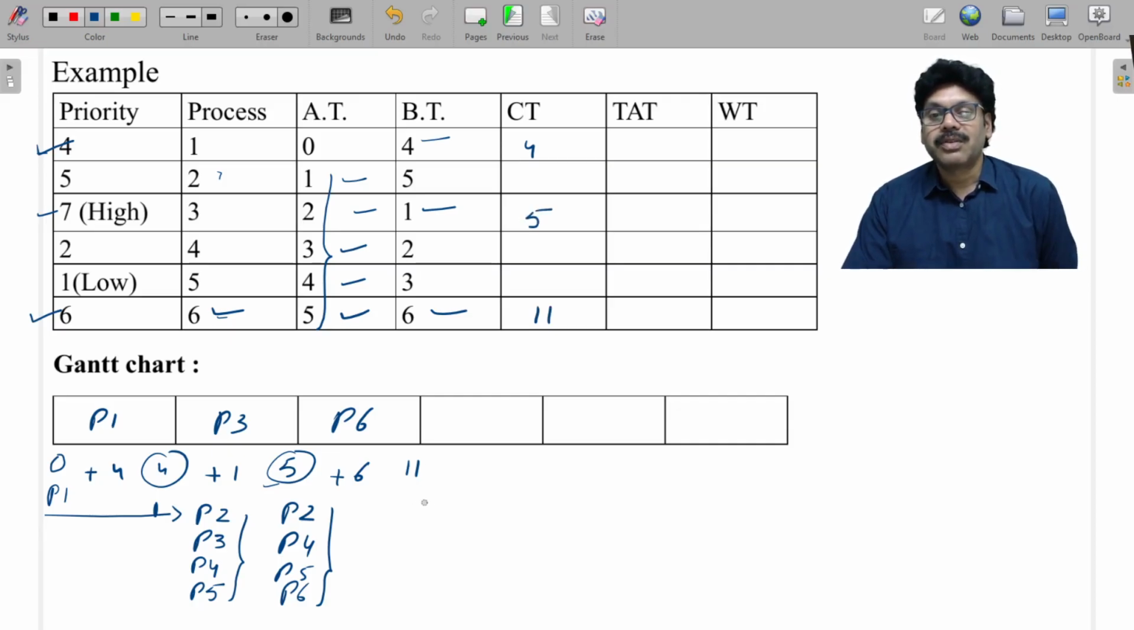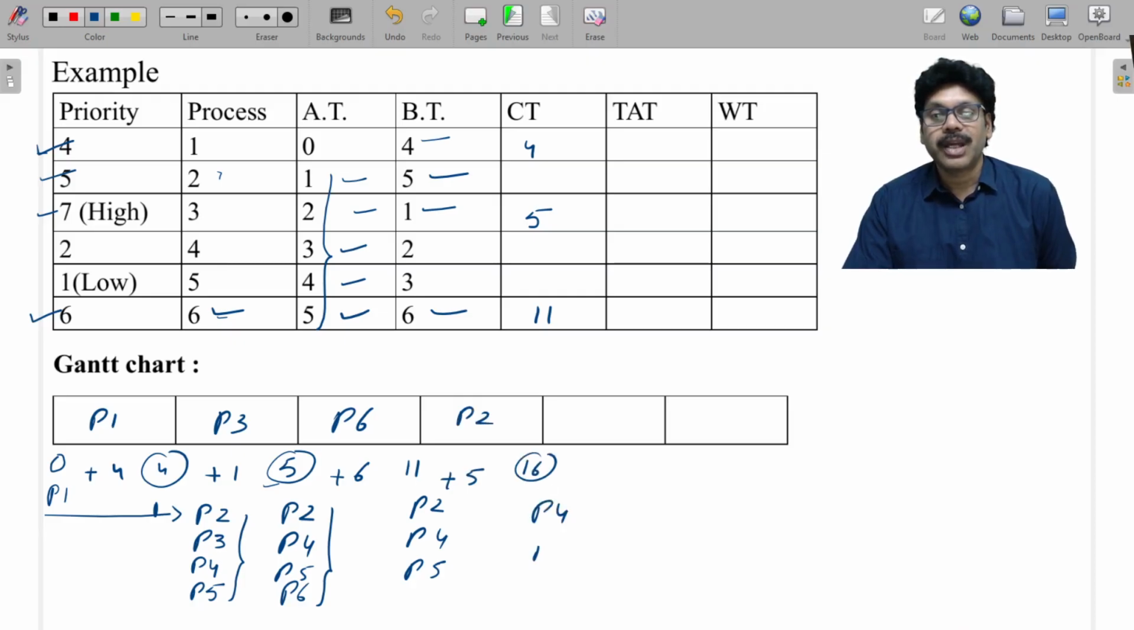Right? And what is the rest of the process? P2 is there, P4 is there, P5 is there. So among these 3, which is having the highest priority after 6? This is having highest priority. It executed for 5 units of time. So P2 is executed for 5 units of time, at 16 it got completed.